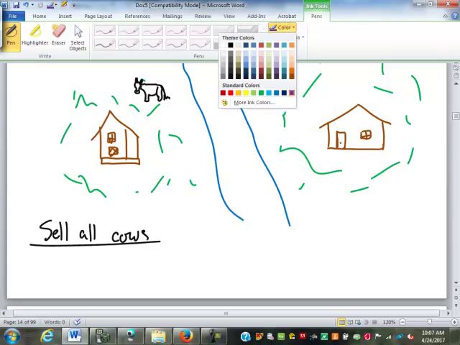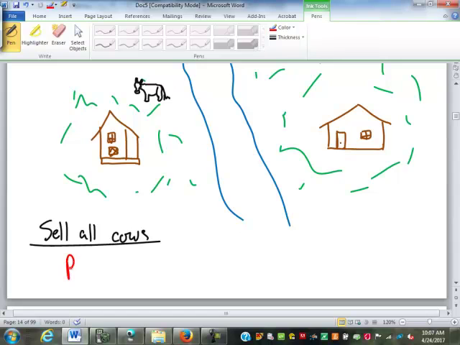Now this part here is important. They sell all their cows to the same buyer for the same price per cow. The price they get per cow is equal to the number of cows they have.